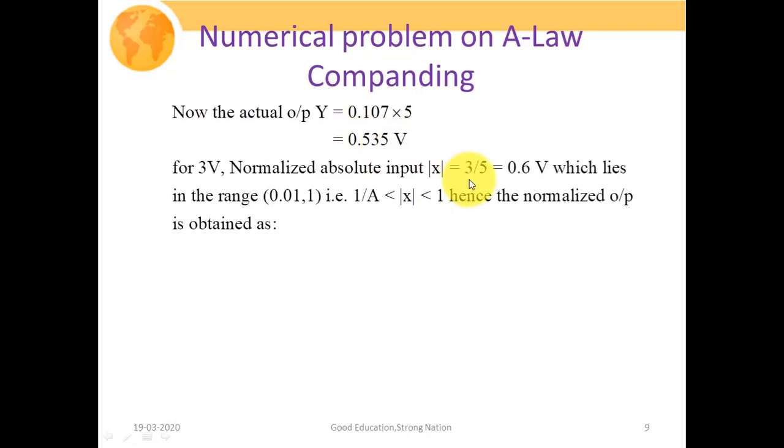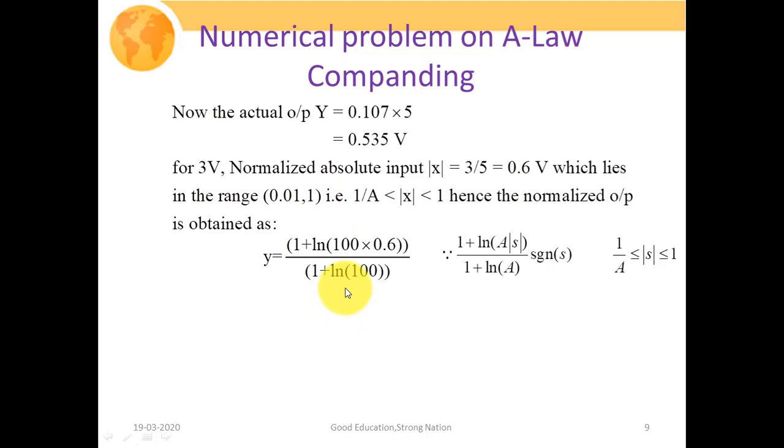So now we're going to discuss the second part. The normalized absolute input X would be calculated as 3 over 5. That turns out to be 0.6 volt. Again, it is lying in the range of 0.01, or we could say 1 over A, to 1. So hence the normalized output would be calculated by this equation, that is 1 plus ln of A times the normalized value of our input signal over 1 plus ln of A, into the sine of the input signal. So this is lying in this range.